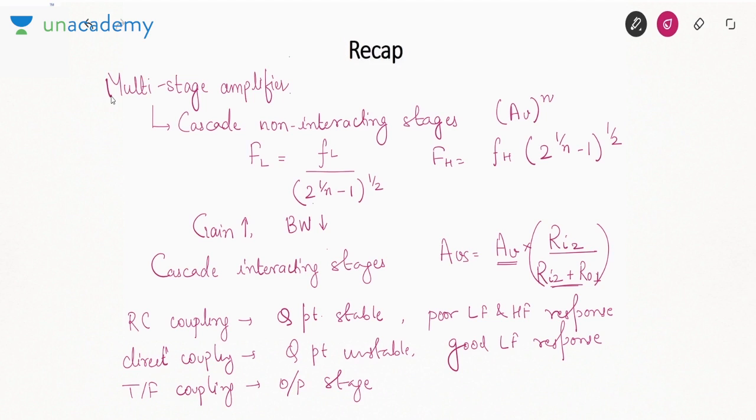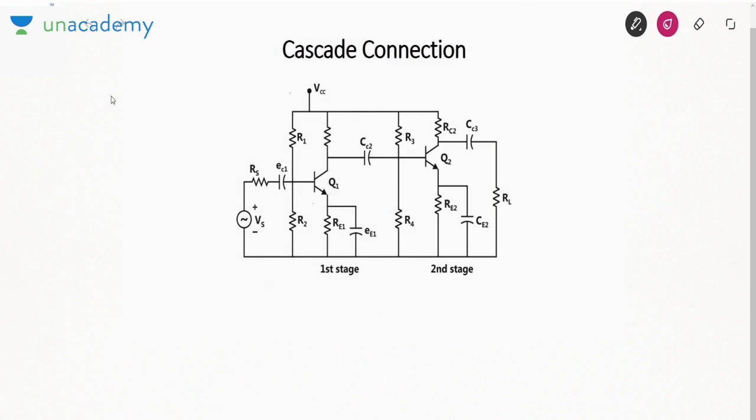So in this video we are going to take a look at some of the connections which are used in multi-stage amplifier. I'll focus on two connections. One is the cascade connection and the other is the cascode. So first let me start with cascade.